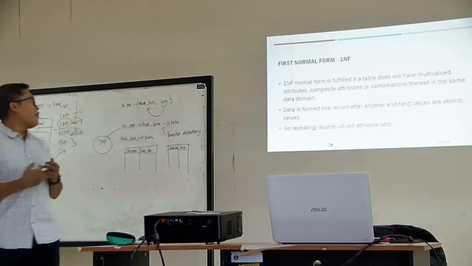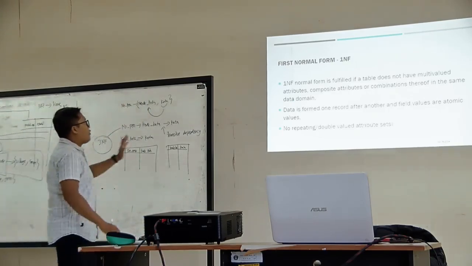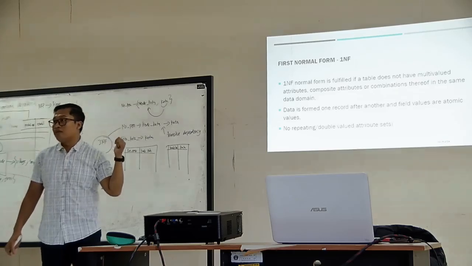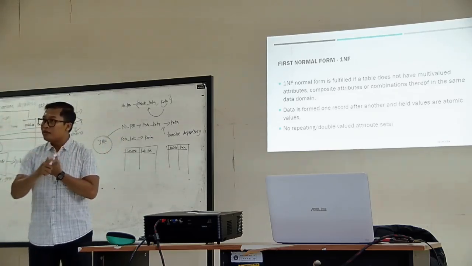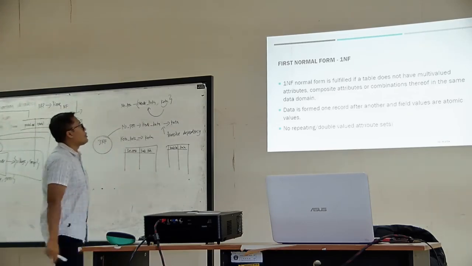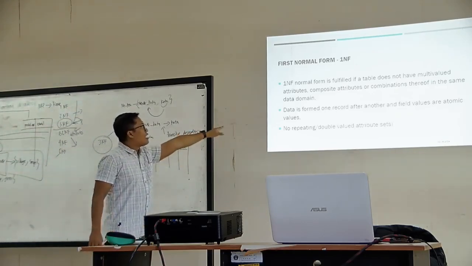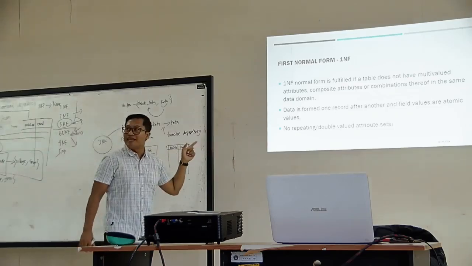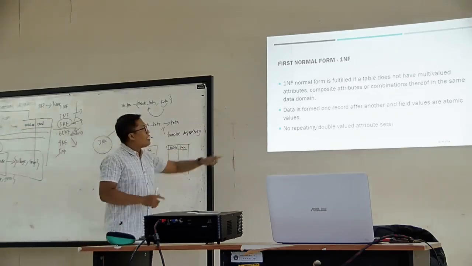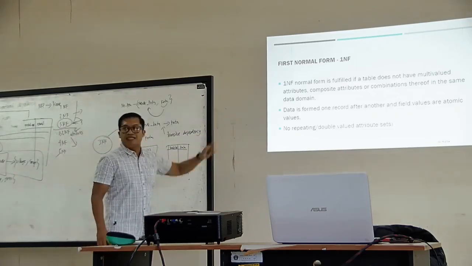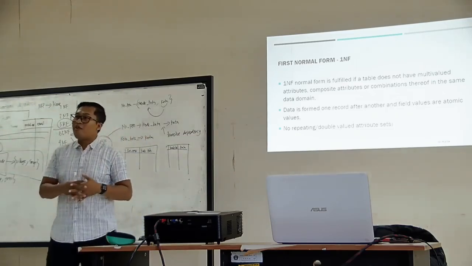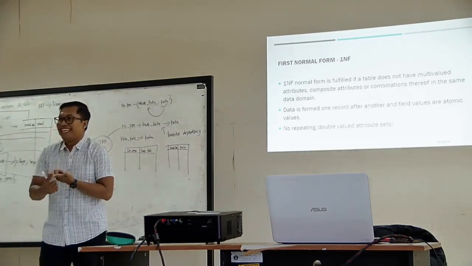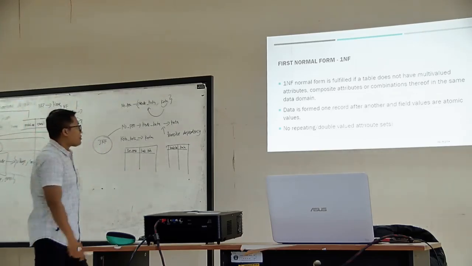Okay, the first normal form is fulfilled if a table does not have multi-value. So the constraint is multi-value. The first one is multi-value. After that, composite attributes or combinations thereof in the same data domain. So there are always a pair of problems in a database, multi-value and composite. Okay, we need to fix that.